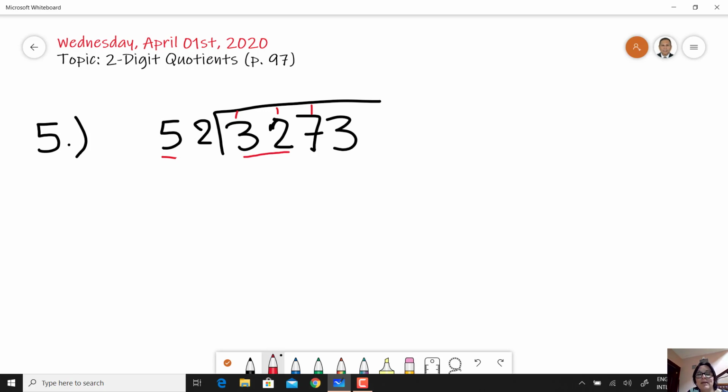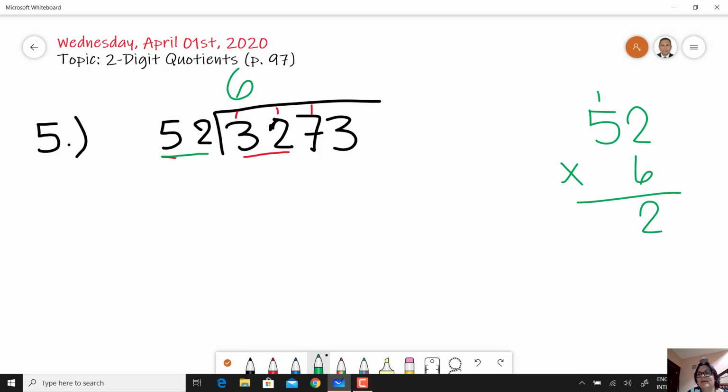What number multiplied by 5 is going to be 32? 6, right? Because 6 times 5 is 30. But now we have to multiply 6 times 52. So let's do it. 52 times 6. 6 times 2, 12, and 1 here. 6 times 5, 30, and 1, 31. Can we use 312? Yes, because 312 is less than 327.